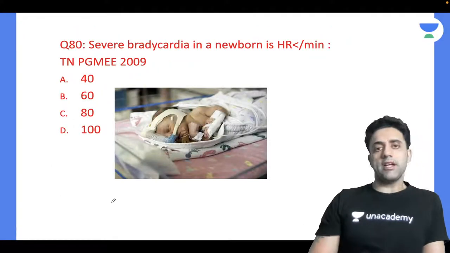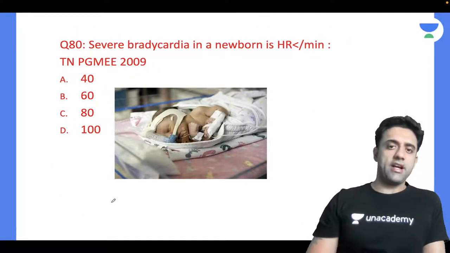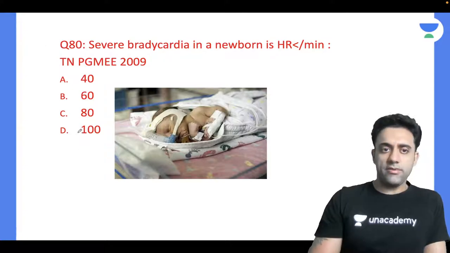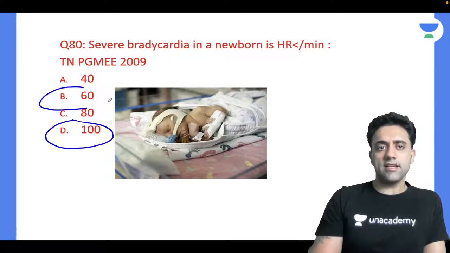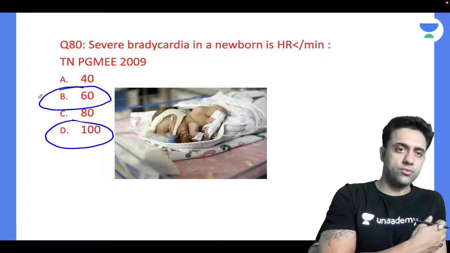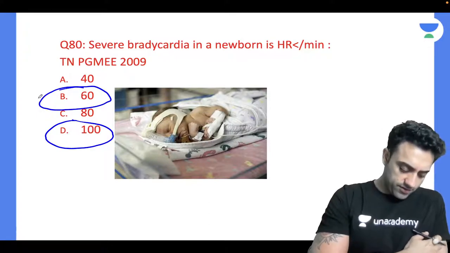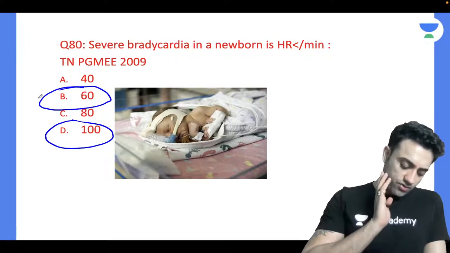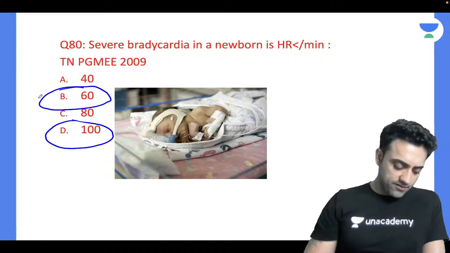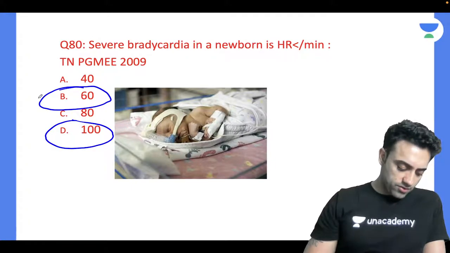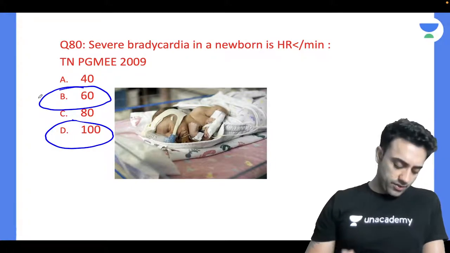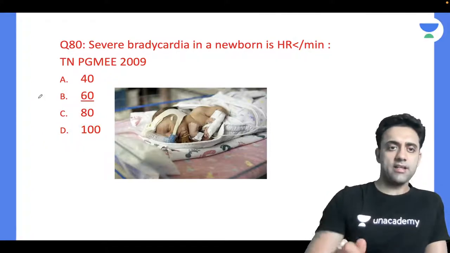Then severe bradycardia in a newborn. How will you tell? Severe bradycardia is less than 100 or less than 60. B or D. What will you choose? Anyone? Let's see. What do you think? A, B, C, D.